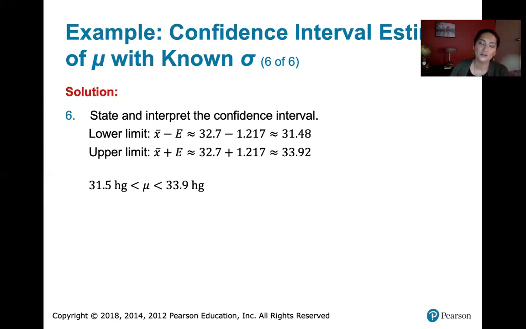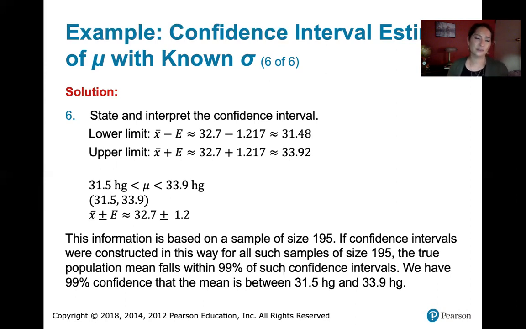So the true value of that population mean, which represents the true mean weight of these baby boys, lies within this range of 31.5 hectograms to 33.9 hectograms. This was a 99% confidence interval. So we are 99% confident that the true value of the mean is in that range. Now you could write it in interval notation, or you can write it in this notation, X bar plus or minus the error.